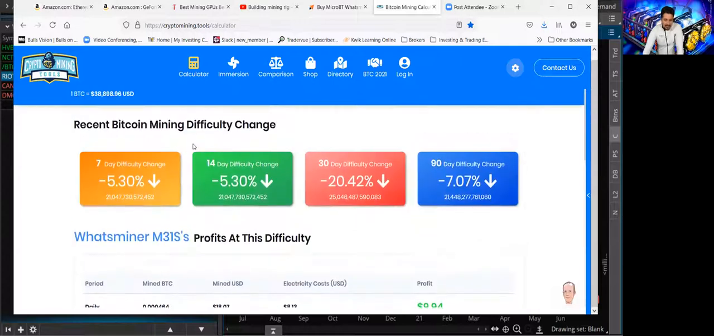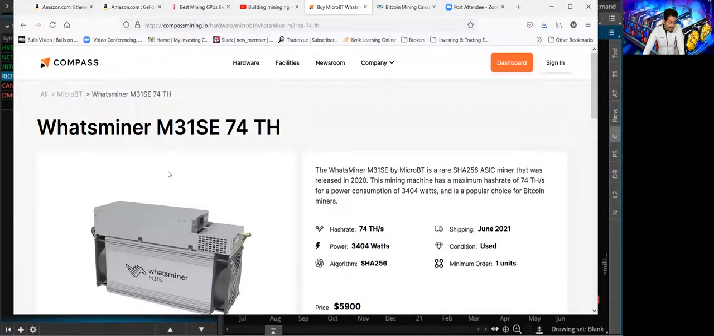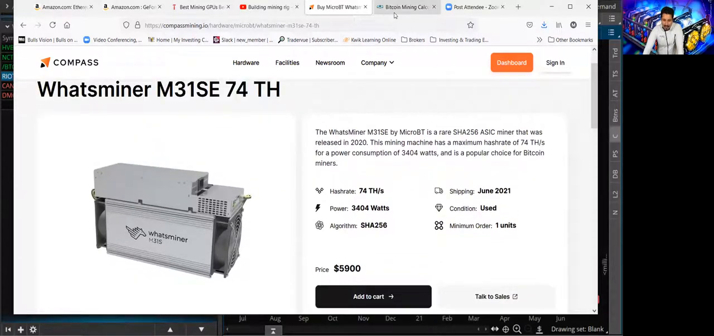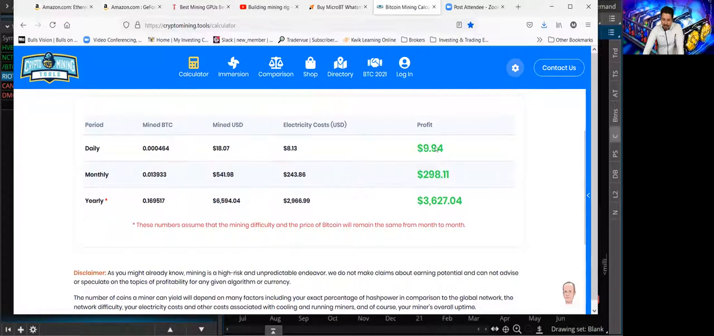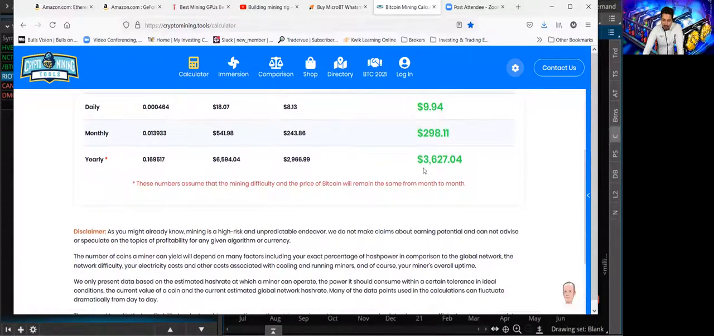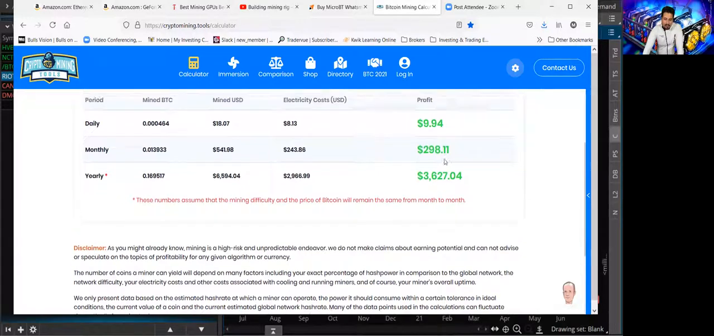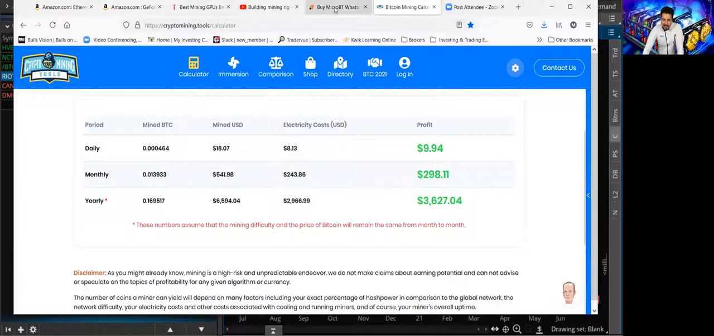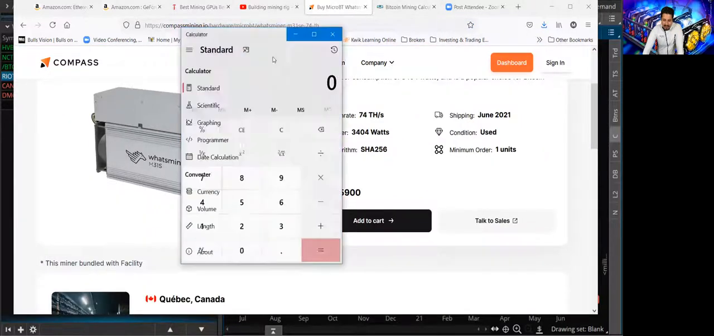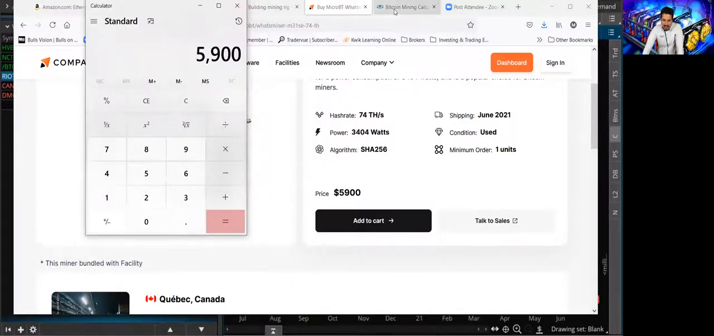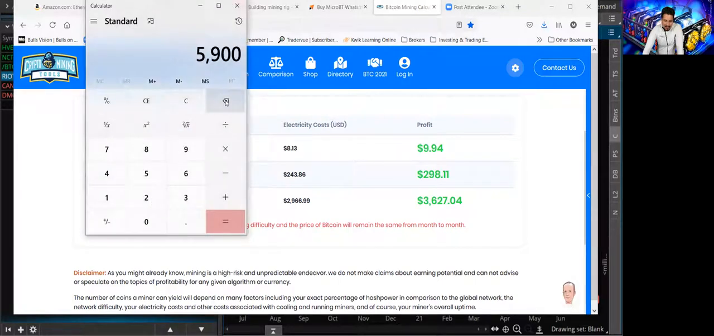So according to this calculator, if I were to buy this complete cryptocurrency miner, I will generate $9.94 in daily profit. That equates to around $298 a month in profit, and of course you're looking at around $3,627 in profit a year. Now, this thing will cost me around $5,900. If I divide that by the monthly profit to get a sense of how many months it will take to get my money back, let me divide that by the amount of money I'll get in a month. So it's going to take about 5,900 divided by 298.11.